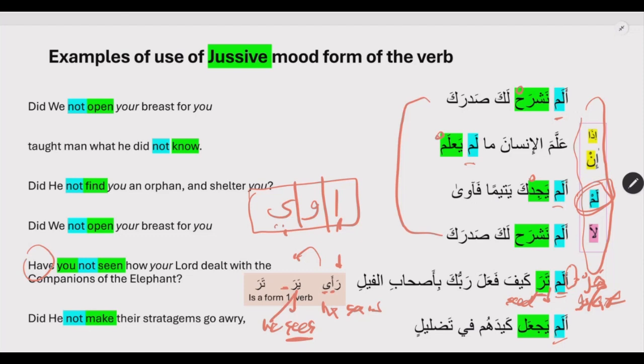Alam tara kayfa fa'ala rabbuka bi ashabil fil. Notice in Arabic we don't put a question mark here. Like in English, when you have a question, you always put a question mark at the end of the sentence. Here we don't have question marks, but it's understood from this alif right in the front. Right, and then it carries on.